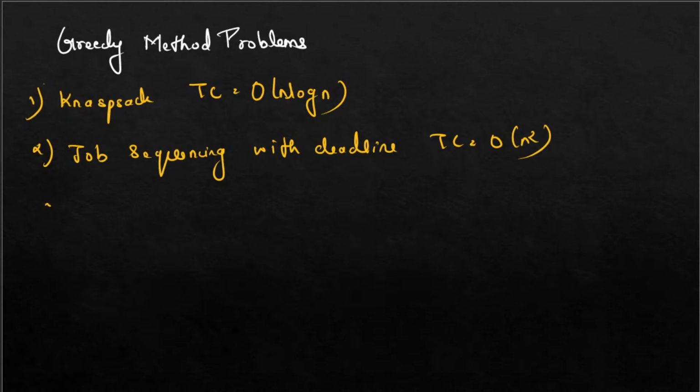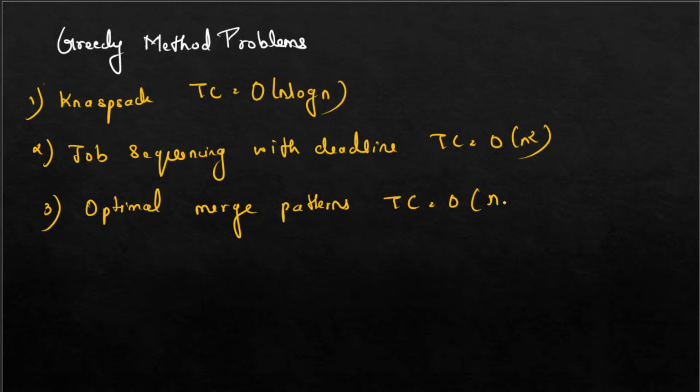The third is optimal merge pattern. So the time complexity for that is big O of n log n and the space complexity is big O of n. Okay.